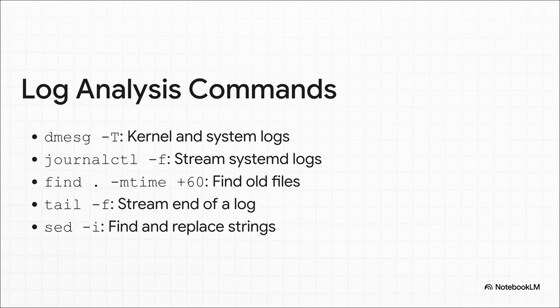If it's a specific app, journalctl -u with the app name and the -f flag streams those systemd logs in real time. To find massive, forgotten log files, find is your best friend. You can easily search for files modified over 60 minutes ago. And honestly, my personal favorite? The sed command. Imagine finding a config file with a hard-coded password. Instead of opening it manually, sed can dynamically find and replace that string across the entire file instantly.